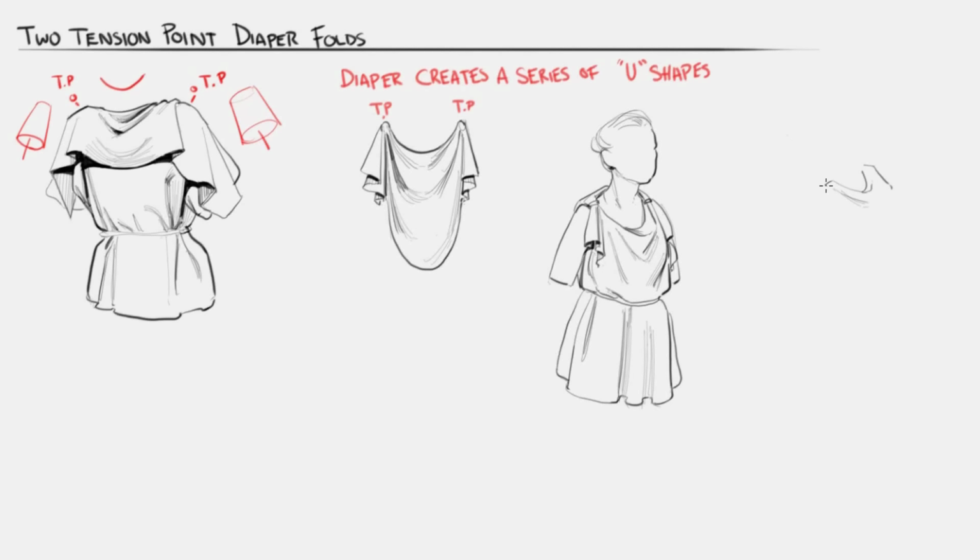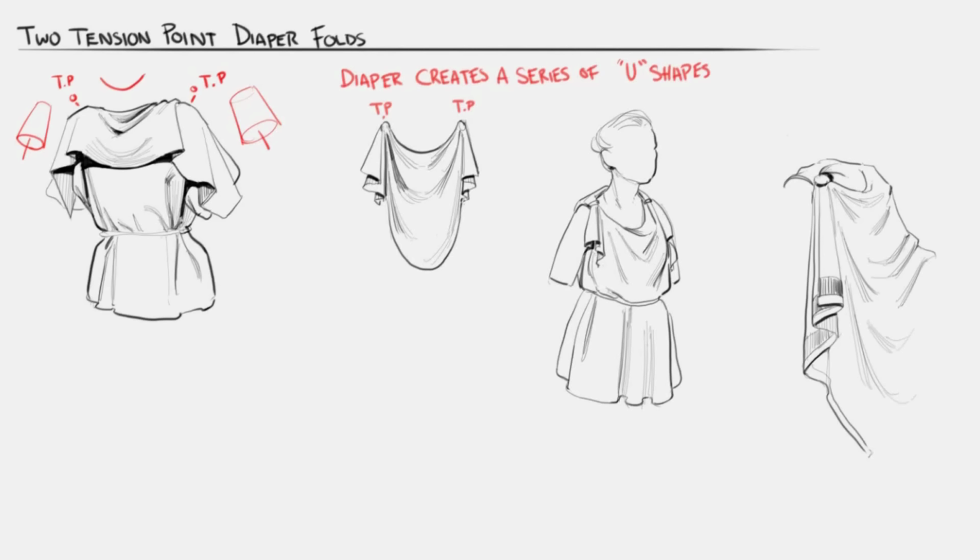On this cloak that I'm drawing now, there's a button up on the left shoulder, which is creating a drop fold for all that cloth that's to the left of it. The outstretched arm on the right introduces a new tension point, which is generating those diaper folds between the button on the left shoulder and the arm.